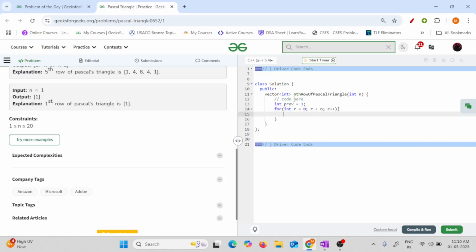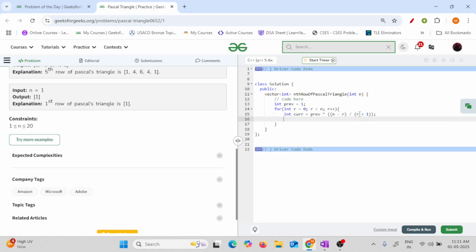Now I'll calculate the current. I'll calculate previous multiplied by n minus r, where r is for the previous value. For nC0, that's why I'm starting with 0, multiplied by and divided by. First I'm dividing now, so after that r plus 1. And for the next, the previous will become the current.